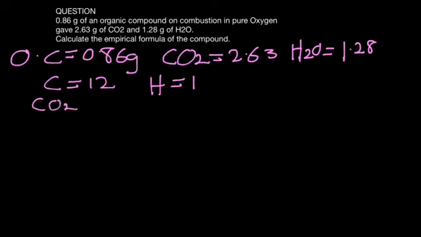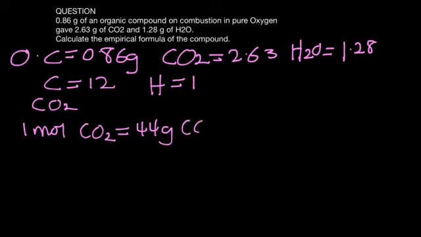We know that 1 mole of carbon dioxide will contain 44 grams of the carbon dioxide, carbon and oxygen inside there. So that will be the molar mass. And if 1 mole contains 44 grams, then we're going to find how much carbon we have in the carbon dioxide. So we'll go ahead and do that.